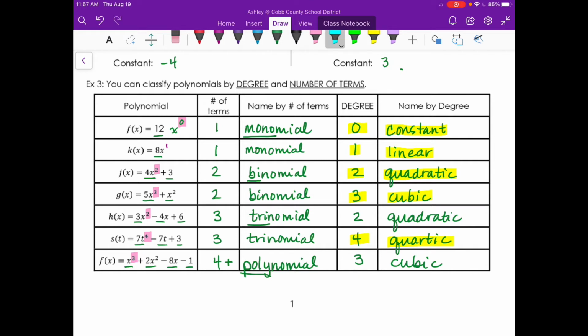And then 1 term is a monomial, 2 terms is a binomial, 3 terms is a trinomial, and 4 or more is a polynomial. So that's how we can name polynomials by degree and number of terms. It's kind of like giving your polynomial a first and last name. We usually name it by degree first and then by number of terms. So for example, if I was looking at g of x right here, I would call it a cubic binomial.